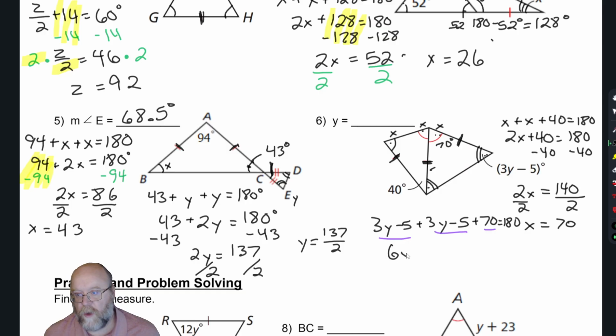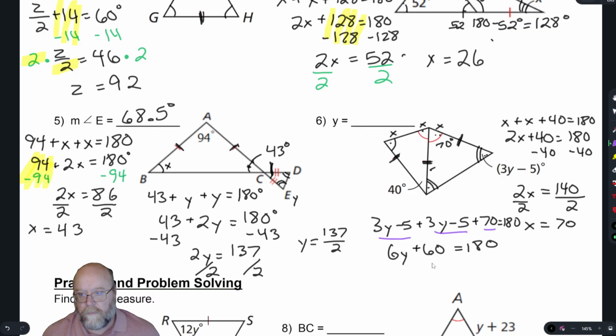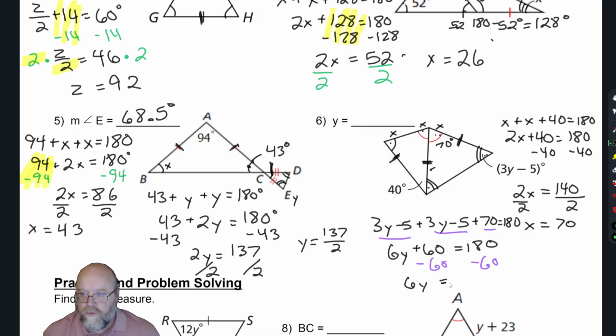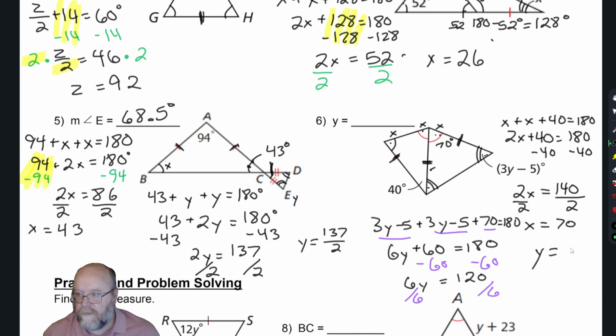Combine your like terms, you end up with 6y minus 10 plus 70, which is plus 60. A little combining like terms, it ain't so bad. Subtract the 60. There you go. 6y is equal to 120. Divide by 6. And y is 20.